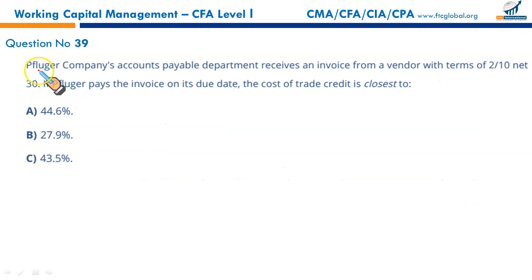Next, question number 39. Fluger Company's accounts payable department receives an invoice from a vendor with terms 2/10 net 30, means if the payment is made within 10 days, 2% discount would be given, else the payment must be made within 30 days or by the 30th day from the date of invoice. If Fluger pays the invoice on its due date on the 30th day, the cost of trade discount given up, the cost of trade credit is closest to.